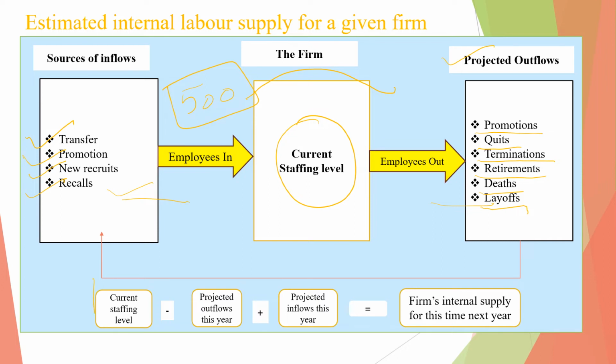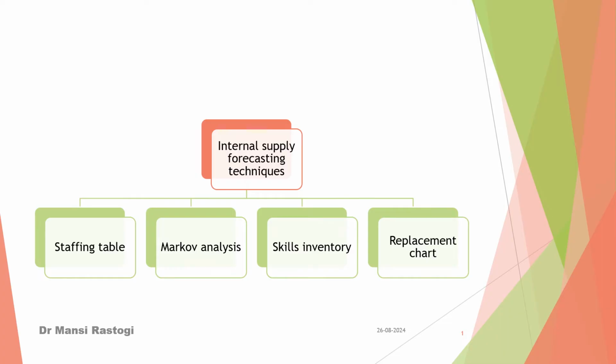The current staffing level, minus projected outflows this year, plus projected inflows this year, equals the firm's internal supply for the next year. So this is how we are going to estimate the firm's internal supply for the next year. Primarily, let's talk about the 4 supply forecasting techniques: number 1, staffing table; number 2, Markov analysis; number 3, skills inventory; and number 4, my personal favorite, replacement charts.